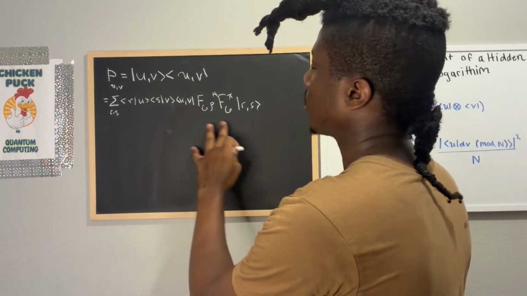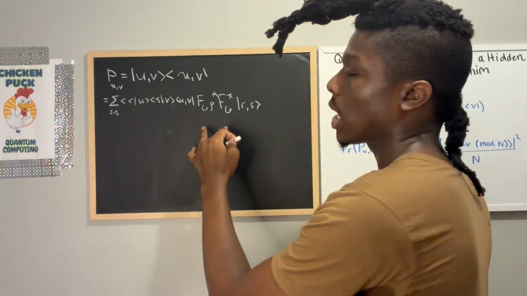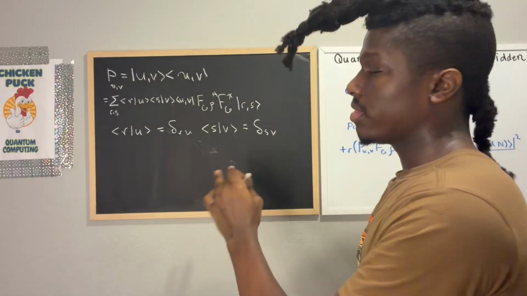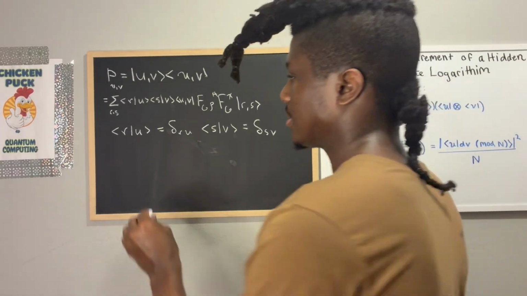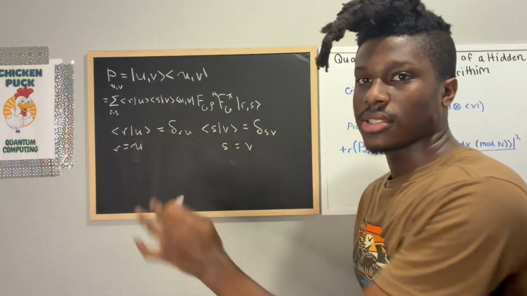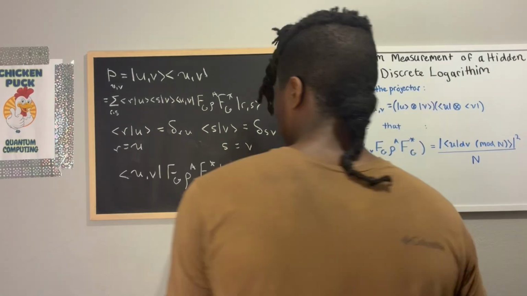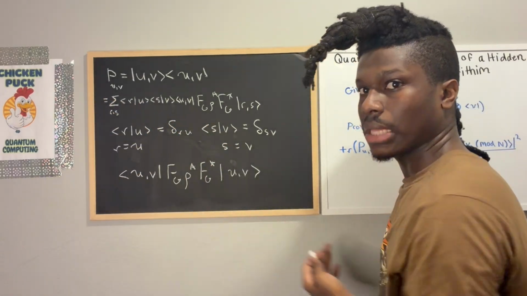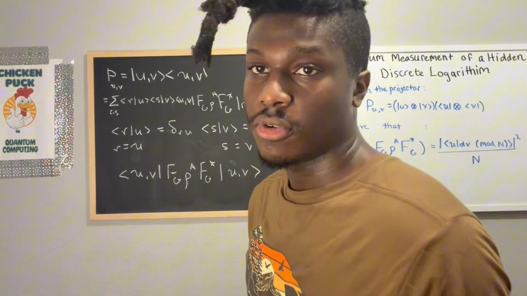As you can see here, the computational basis states are now orthogonal. We can write the delta function here, right? And then these are 0 unless R equals U or S equals V. So then almost the entire sum disappears, leaving, as you can see, we've reduced the entire trace to one element now. So now we're going to insert the Fourier transform state.